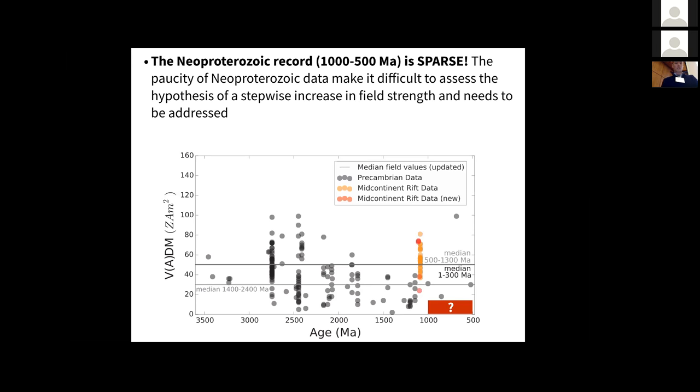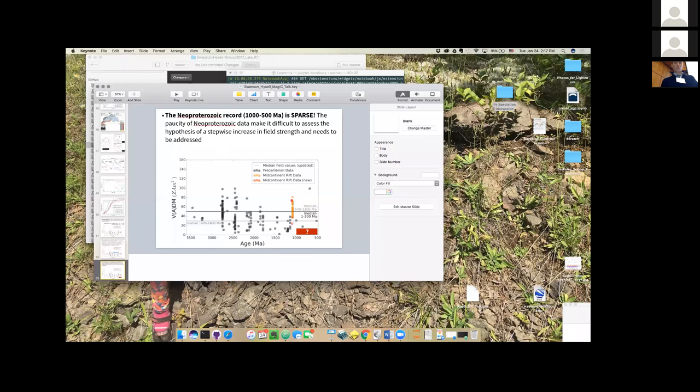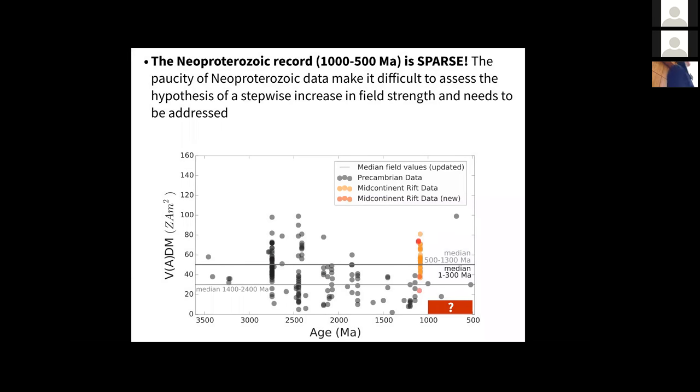One of the things that's tricky, where there's a real and dramatic paucity in the record, and I know there are people who seek to address this, and I think we should continue to be really motivated to address it, is the extreme paucity of estimates within the Neoproterozoic. It makes it difficult to assess the hypothesis that there's a stepwise increase in field strength, given the overall paucity of data through that nearly 500 million year interval.